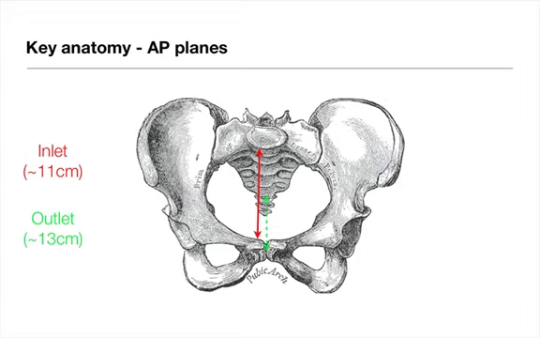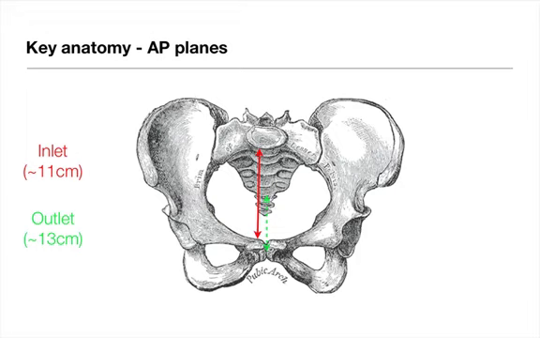The key anatomy are the planes of the inlet, where, as you can see on this diagram, the inlet is 11 centimetres and the outlet 13 centimetres. The inlet is wider in a transverse direction, which is why the oval-shaped presentation of the vertex goes in a transverse way, or what we call occipito-transverse. So the back of the head and the front of the head, with the occiput and the sinciput, or the posterior fontanelle and the anterior fontanelle, will be seen on left to right or right to left.